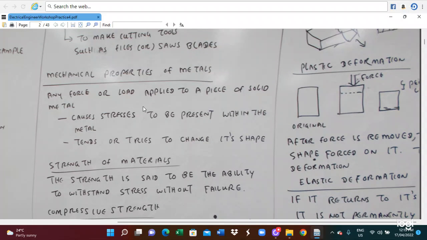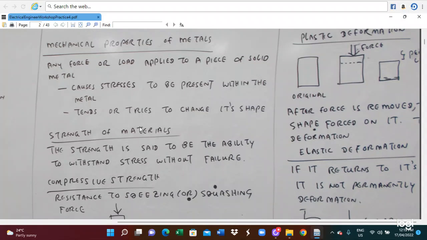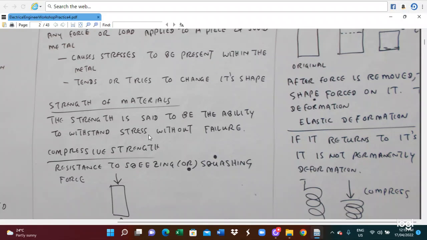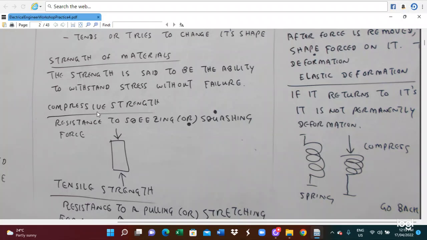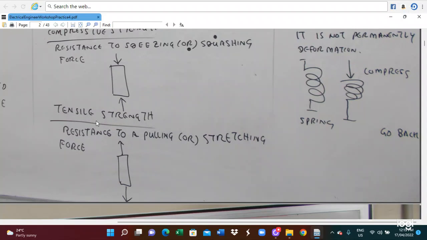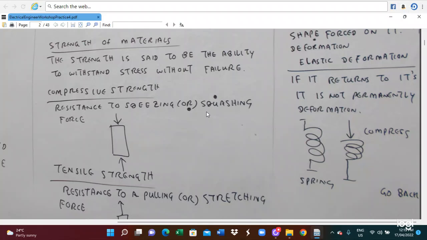The mechanical properties of metal: any force or load applied to a piece of solid material can cause stress to be present within the metal, and it tends to try to change the shape. The strength of a material is its ability to withstand stress without failure. So the compressive stress we have to calculate is the resistance to squeezing forces. This is the compressive stress. Tensile stress is the resistance to pulling or stretching forces.